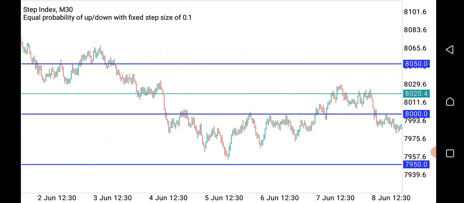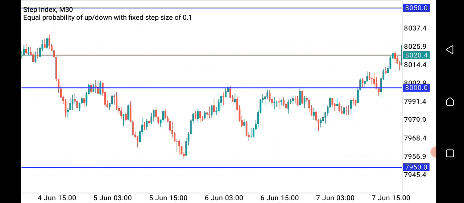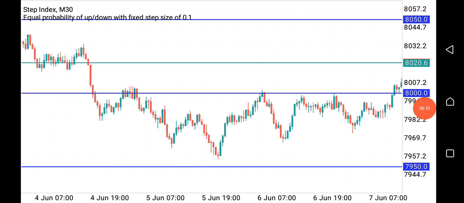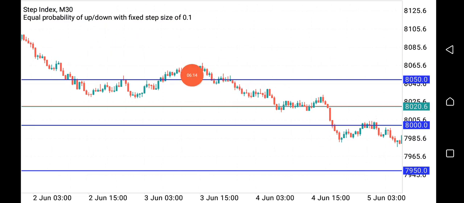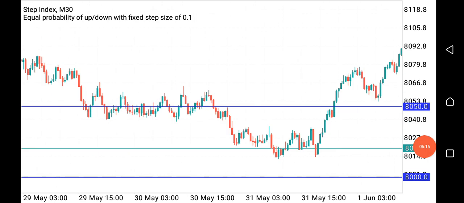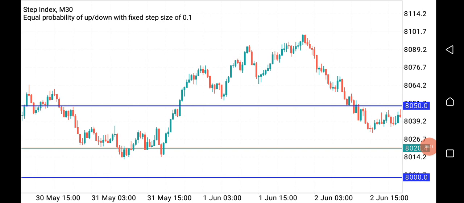I don't know if you are seeing this, or should I zoom in? See how the market is respecting. Anytime it gets to the line, it will react. You can see how it's bouncing around the line. Keep going left. If I add more above, you see that this place is now psychological levels.